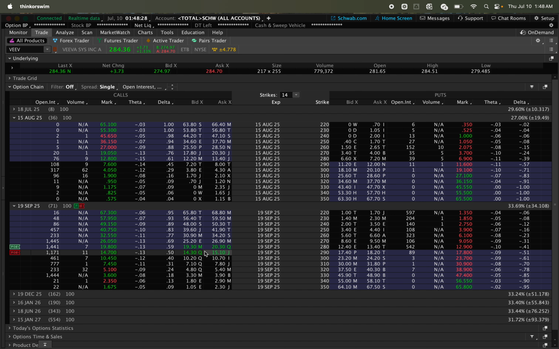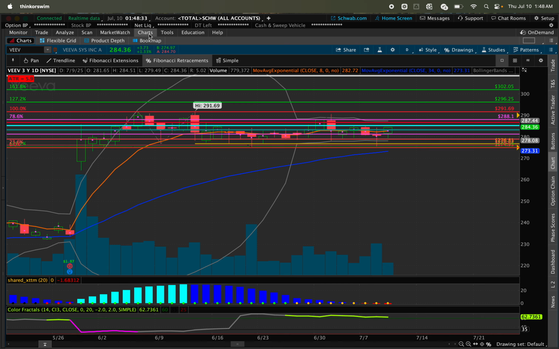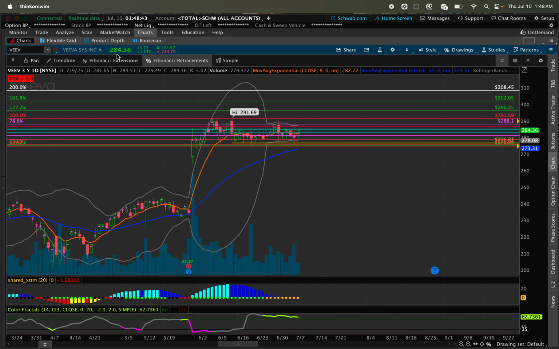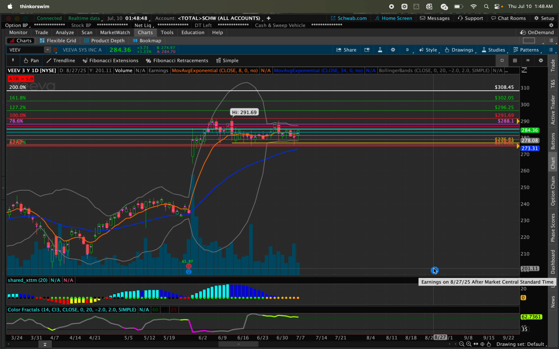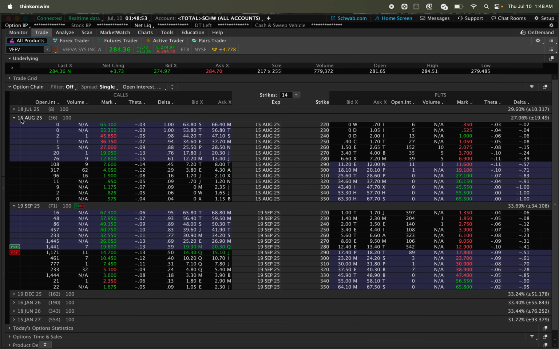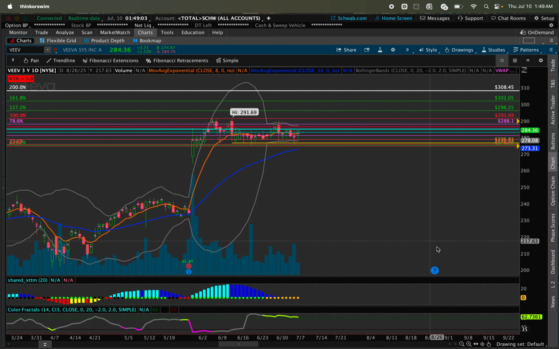Okay. So I got the September contract just because when I trade daily charts, this is the daily time frame. When I trade daily charts, I like to give myself 60 days or so, because sometimes things take time. Also, VEEV has earnings here on 8/27. Okay, so these 8/15 expiration series wouldn't allow me to fully take advantage of that volatility heading into this event.